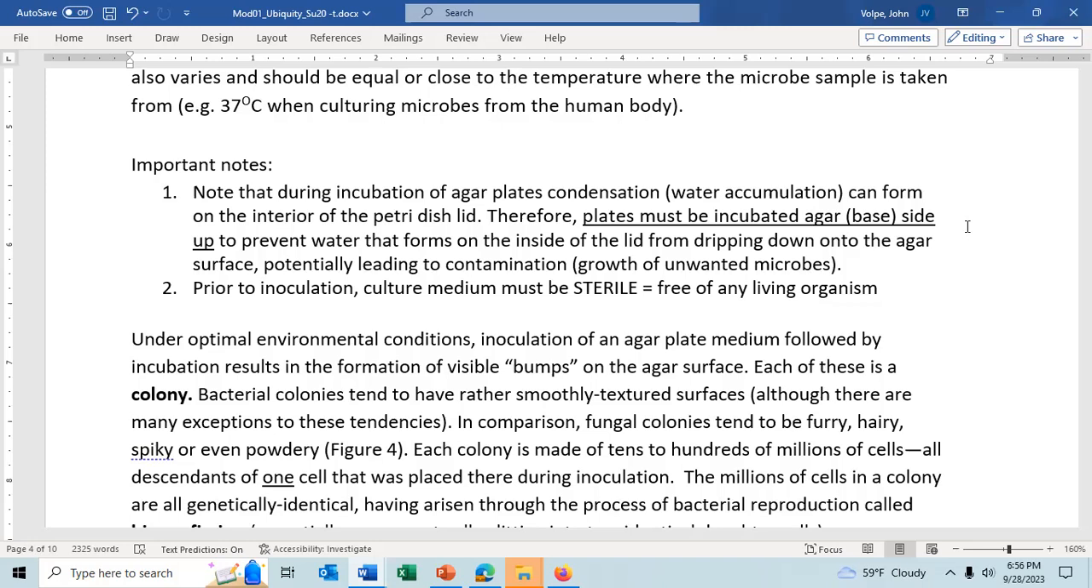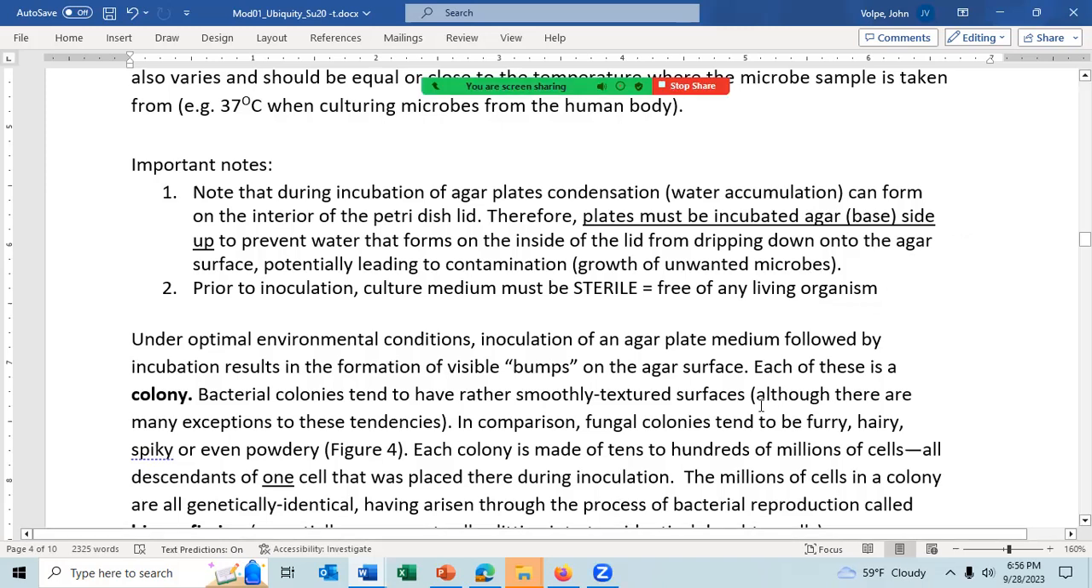All right. Under optimal environmental conditions, on an agar plate, we'd see visible bumps growing on the agar. These visible bumps we call a colony.